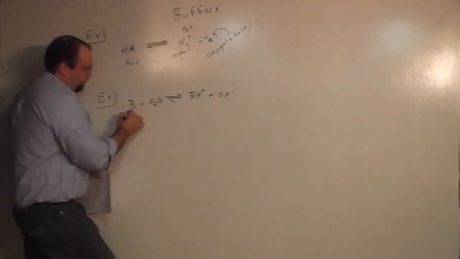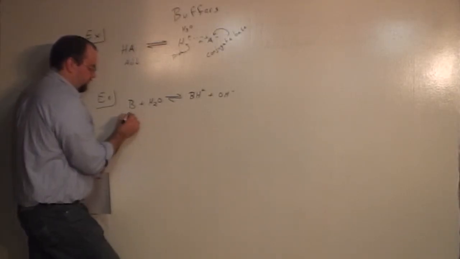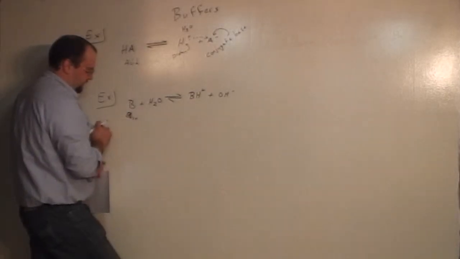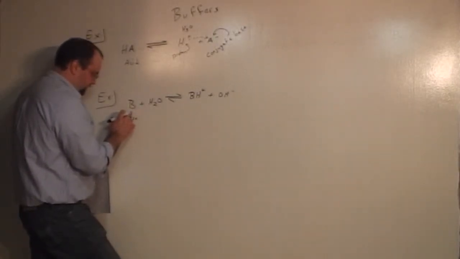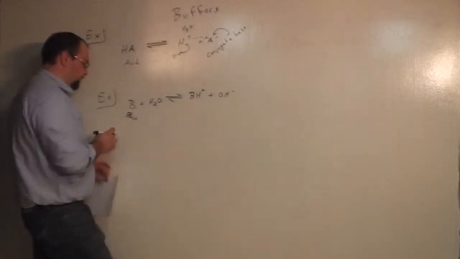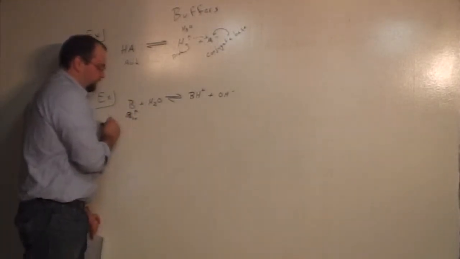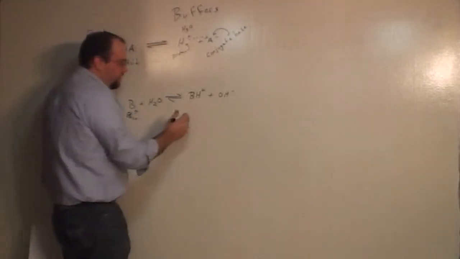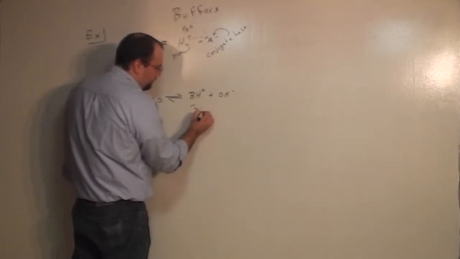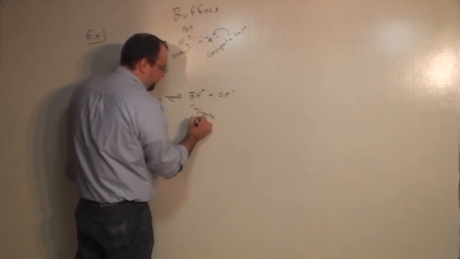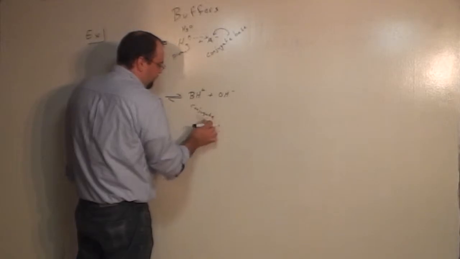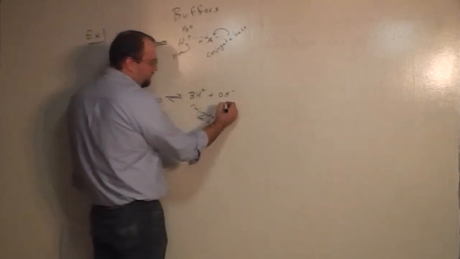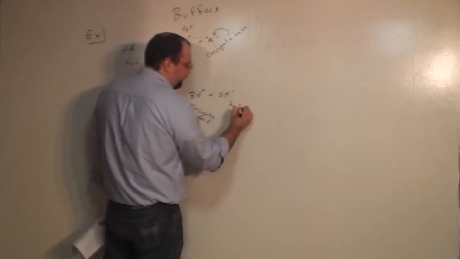Just like before, this B is our base. That's obviously water. I'm not going to label that because you know what water is. This is our conjugate acid. I'm sorry, I said base before. This is our conjugate acid. And this is our OH, our hydroxide.